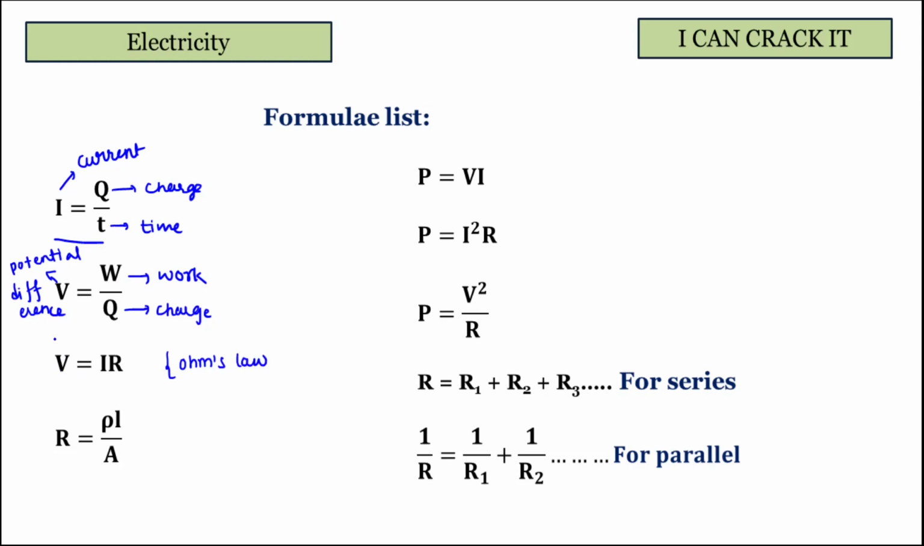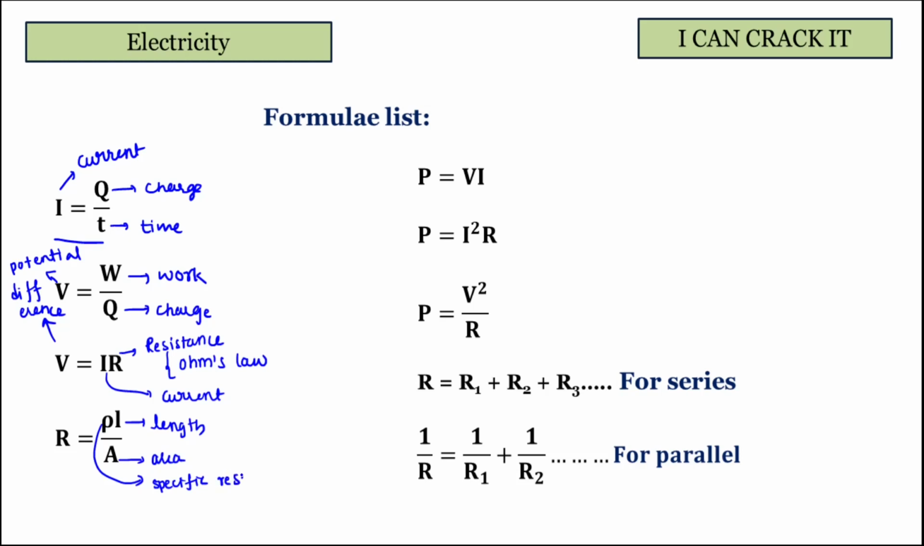Now V is potential difference. What about R? R is resistance. And what about I? I is current. Now R equals rho L by A. A is area of cross section. L is length. And what about rho? It is called specific resistance.